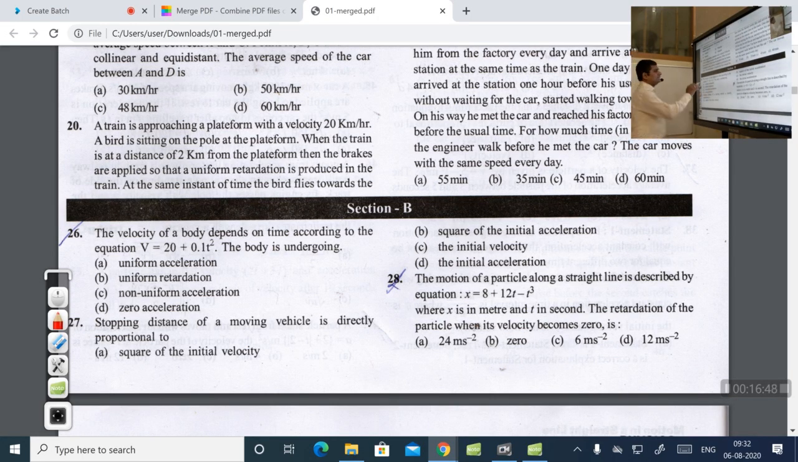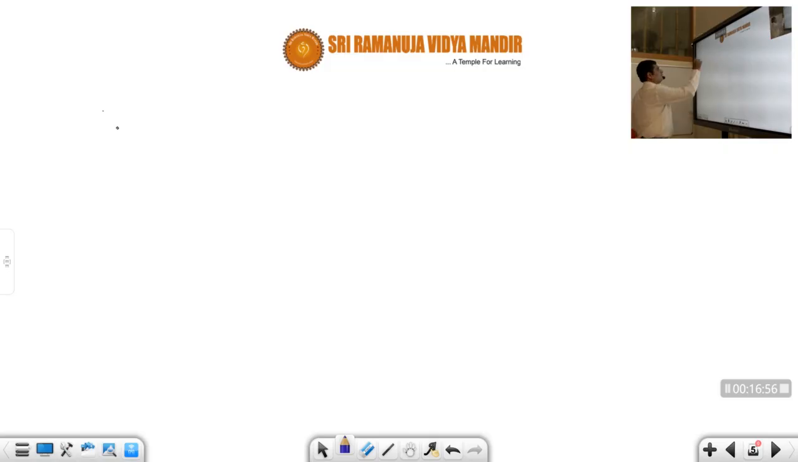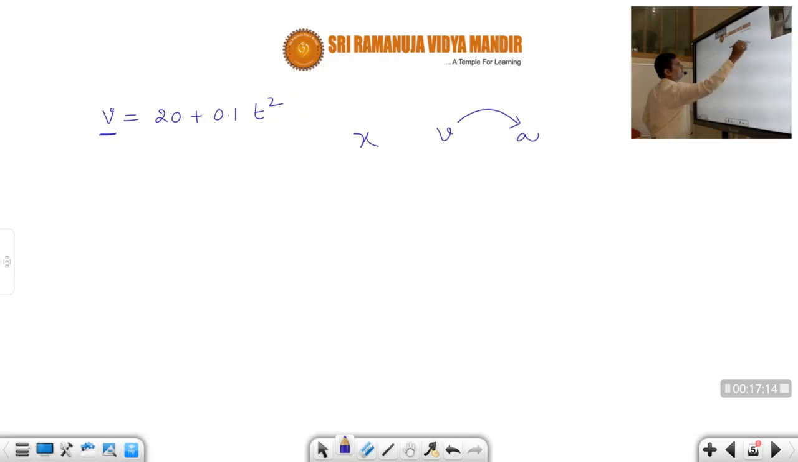So now velocity is given. How to find out acceleration students? V is equal to 20 plus 0.1 t square. Now velocity is given and the options are given in terms of acceleration. So how do you get acceleration from velocity students? Please remember this diagram always. Acceleration from velocity means I should go by differentiation. So a is equal to dv by dt.